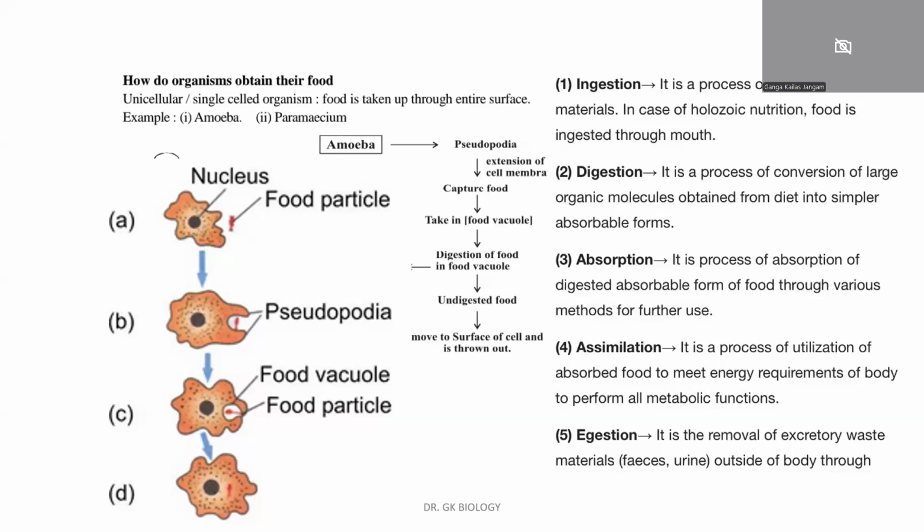As we know, the amoeba is a unicellular organism. It doesn't have any special body parts like us to take in food. We have hands to take food, and we have a mouth, buccal cavity, esophagus, and so on. Since we are multicellular organisms, we have a complex body structure. Each and every part has a specific function.